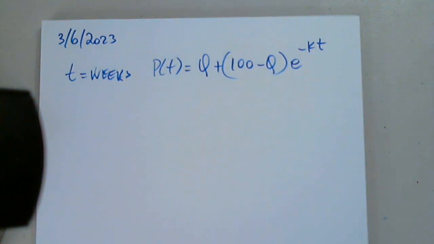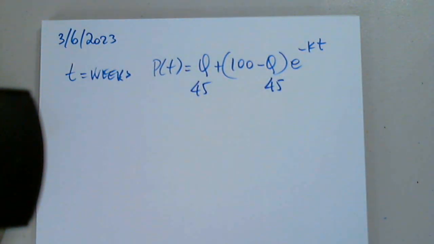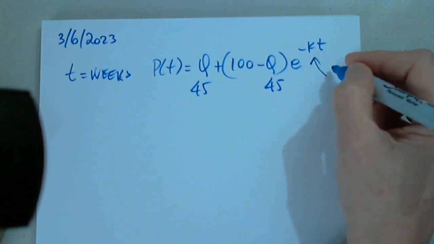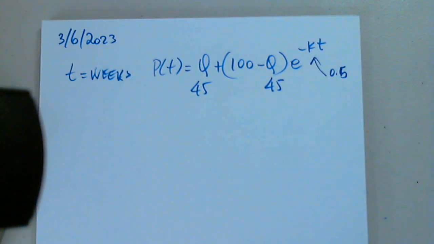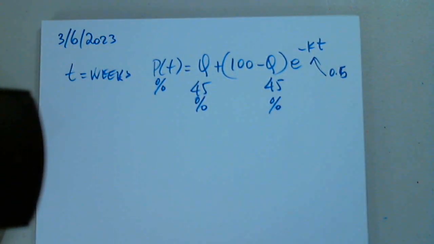So they are giving us a formula where Q is the percentage that we never forget, okay? And K is a constant that depends on the knowledge learned. Suppose that Q is 45, and K equals 0.5. So this is in percent, this is in percent, this is in percent. They're asking us to complete parts A through E.